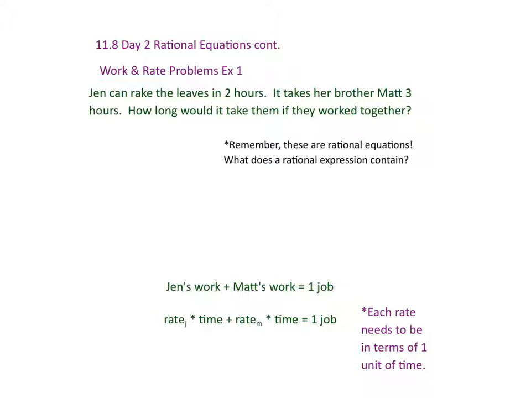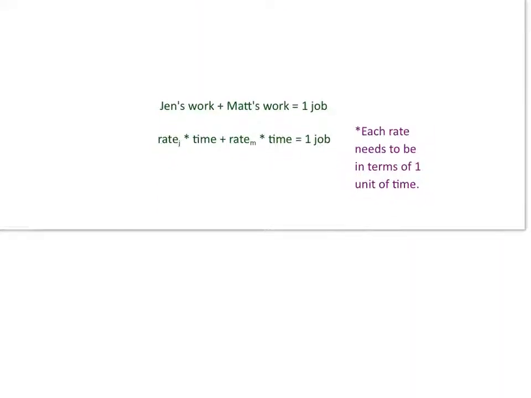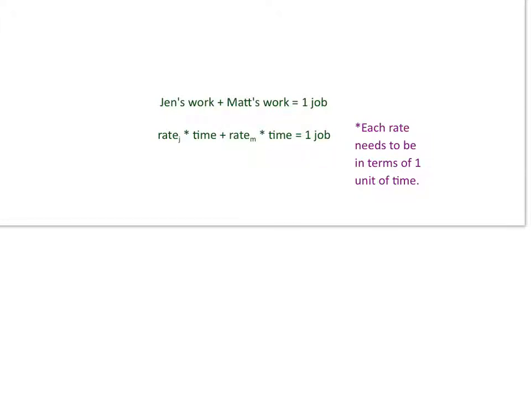Remember, these are rational equations. What does a rational expression contain? A rational expression is in a rational equation. Well, if we look at this, we know that we have Jen's work plus Matt's work has to equal 1 job. So the rate of Jen times the time it takes her, plus the rate of Matt times the time it takes him, has to equal 1 job.